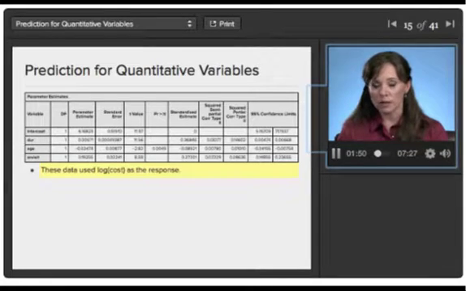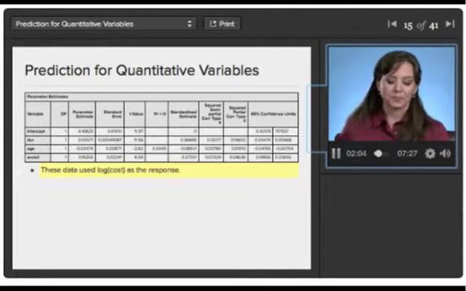Now, these data are actually calculated as the log cost of the response. So the cost is the response variable, and we calculated the model with cost on the log scale because of considerations involving outliers and other residual plots that were done. So you'll just have to trust me on that.